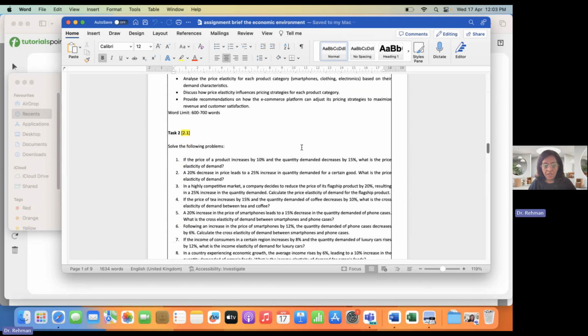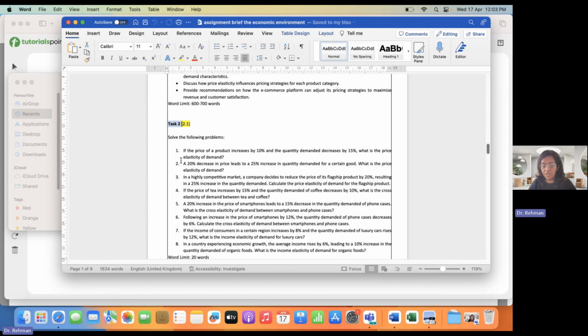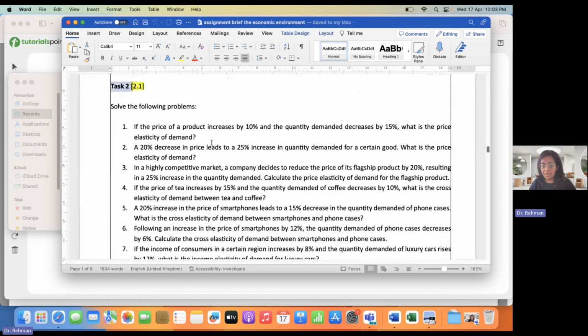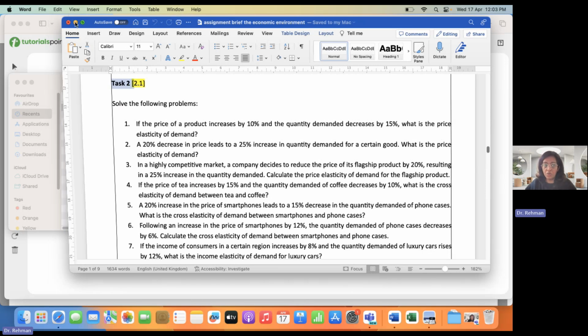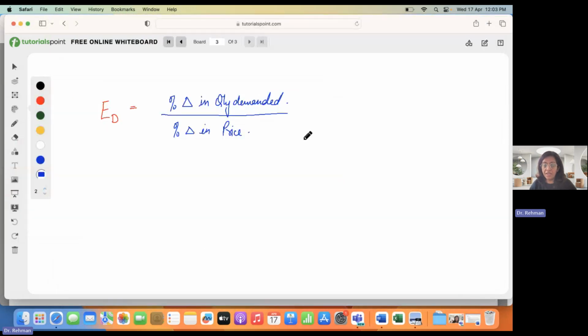This is going to be your task 2, in which I have given you all these numericals to solve. Now, what is this? The price of a product increases by 10% and the quantity demanded decreases by 15%. What is the elasticity of demand? So simply you have to use this formula and all the questions will be solved on this. But let us go a little deeper into this formula.